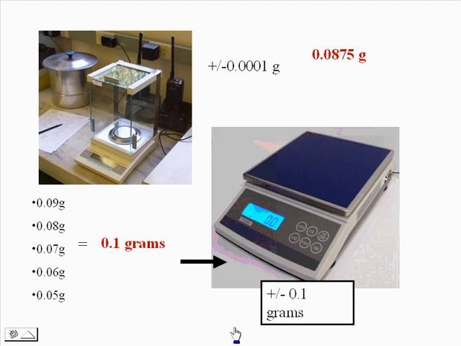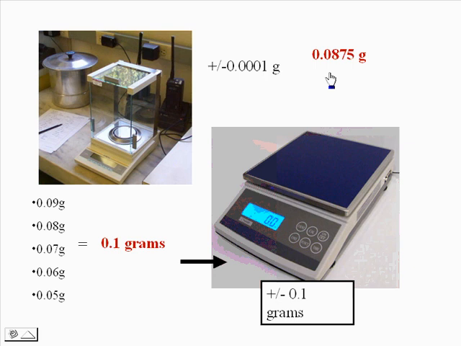We use significant digits because the different pieces of equipment that we use while conducting experiments will give us different decimal values. Let's say I had a piece of solid and I placed it on this top scale right here, the analytical scale, and let's say it read 0.0875 grams. That is a very accurate measurement of the mass.